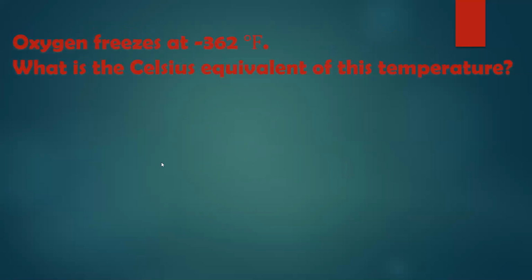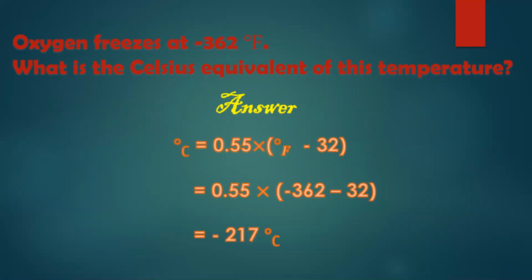One more question. Oxygen freezes at negative 362 Fahrenheit. What is the Celsius equivalent of this temperature? Very simple one. C equals 0.55 times open bracket the Fahrenheit minus 32. Let's put 0.55 as it is. Substitute the value of F given in the equation here. Negative 362 minus 32. Now the answer is negative 217 degrees Celsius. This is the optimum temperature to keep oxygen frozen.